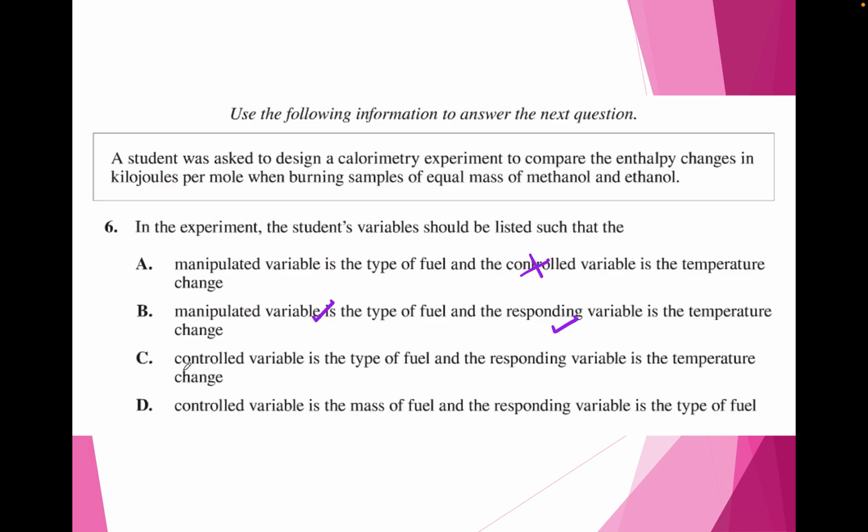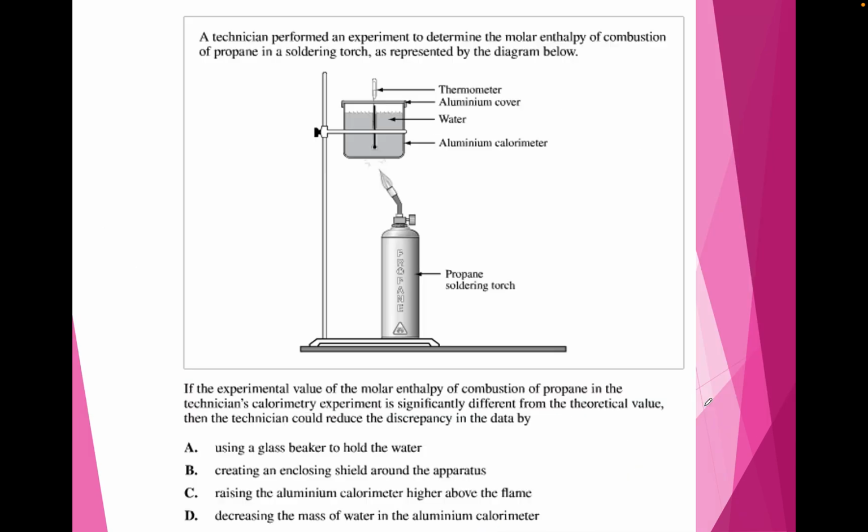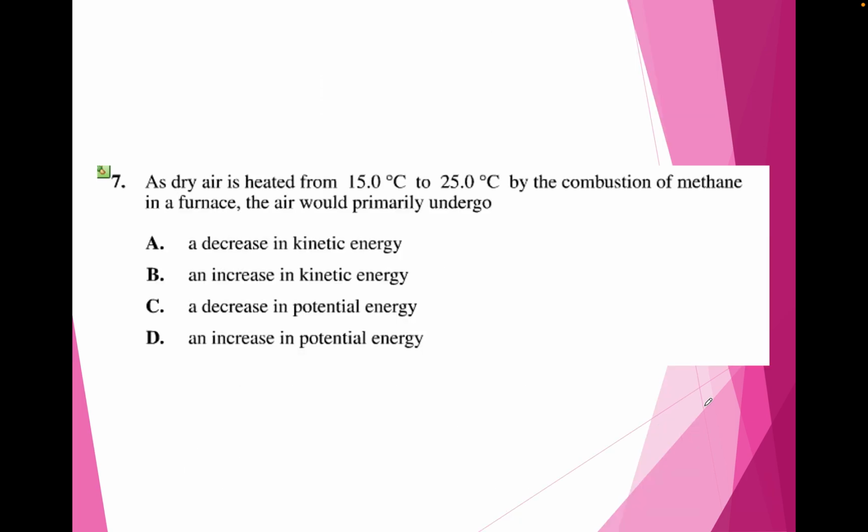Oh, controlled. Sorry, I'm like, is that the same? No, controlled is not the type of fuel. Controlled would be like the calorimeter you're using. And then lastly, D, controlled variable is the mass. That definitely can be controlled. And responding variable is the type of fuel. That is not true because that is your manipulated. Again, another one, just looking at experimental design. Again, an old diploma question that you can take a look at and just figure out how you could do this experiment better.